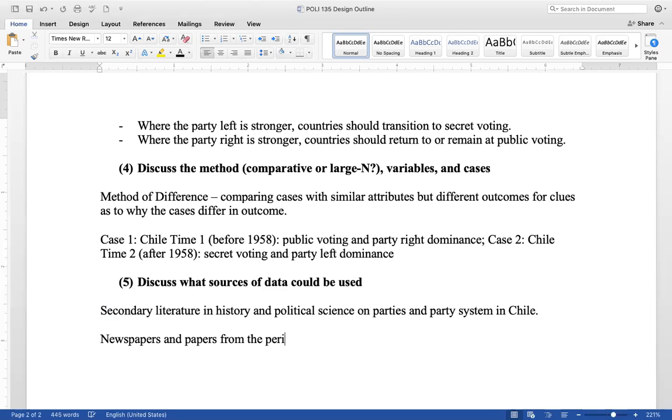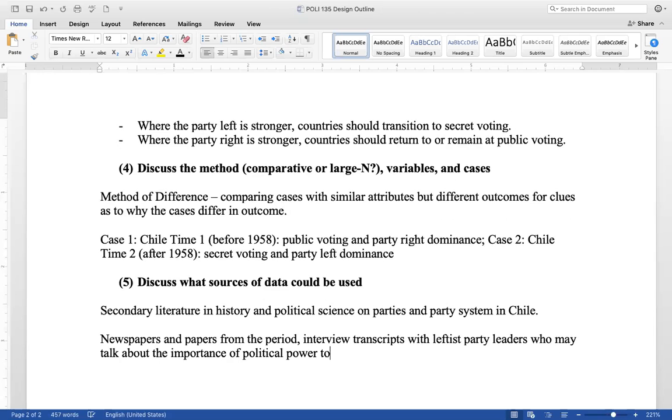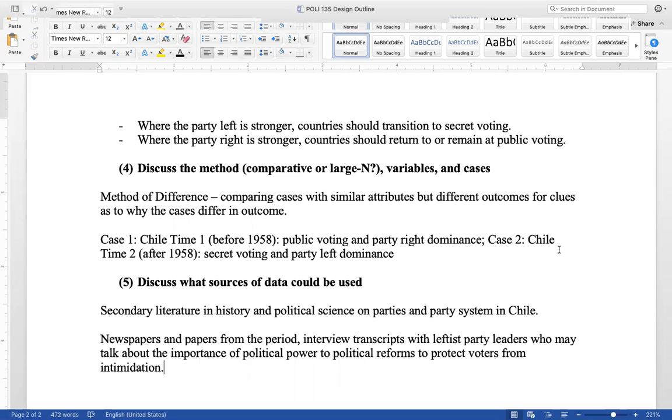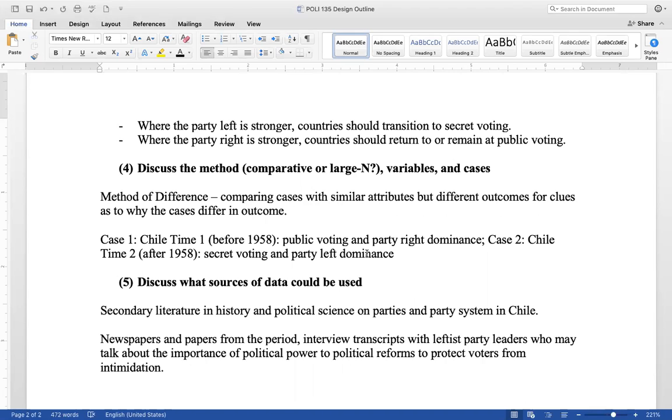But I could also consider, for example, newspapers and papers from the period, interview transcripts with leftist party leaders who may talk about the importance of political power to political reforms to protect voters from intimidation. That would be all useful information, and I can find that and use it to try to determine if there's a plausible basis in these cases for my hypothesis.